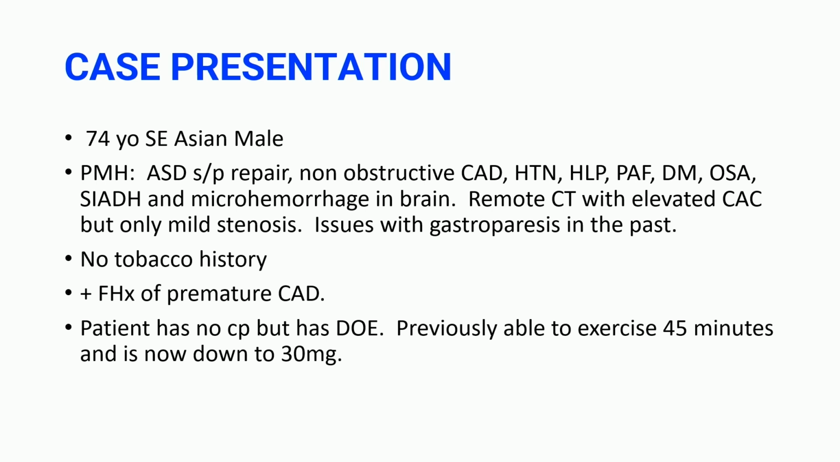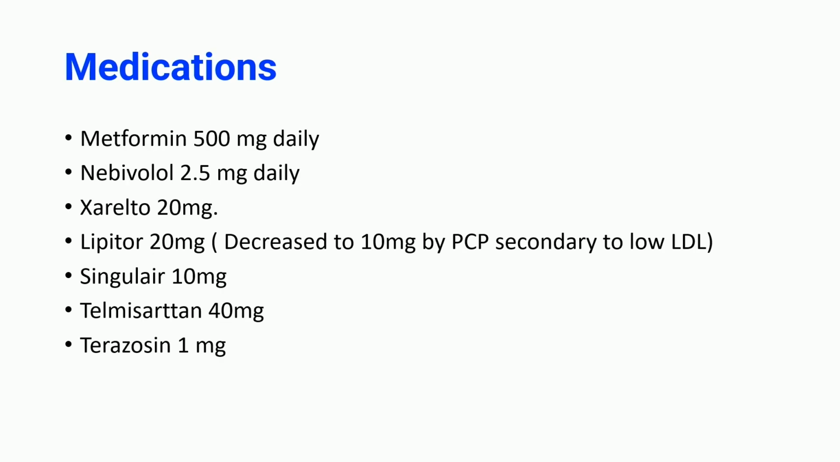So this is a patient who came to see me just for the plaque assessment, to be quite honest with you. He's a 74-year-old Southeast Asian male. He has congenital heart disease. He was found to have non-obstructive disease, but he also has a lot of other risk factors, including hypertension and hyperlipidemia. And he had a remote CAT scan with only mild stenosis. He is a diabetic. He's got a family history of premature CAD, and he has anginal equivalent symptoms.